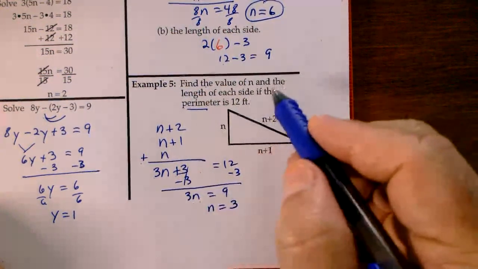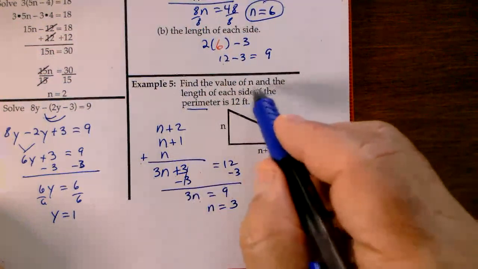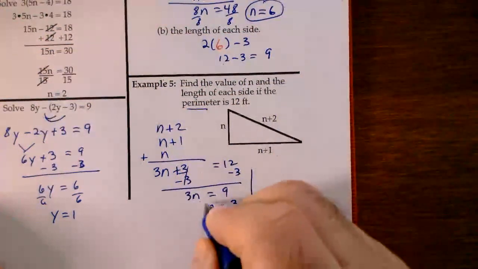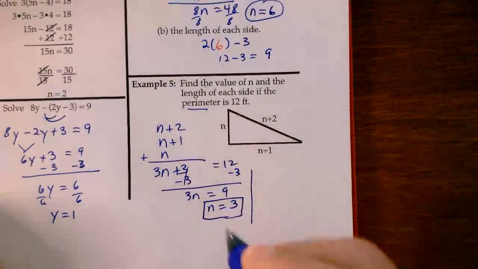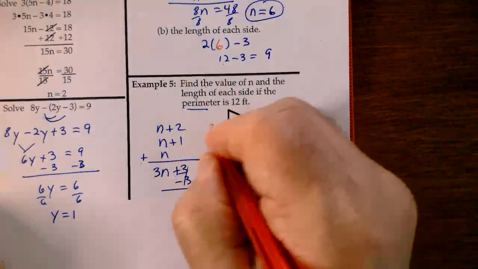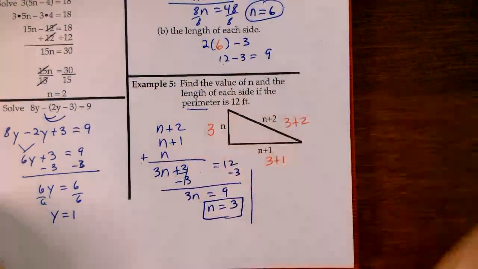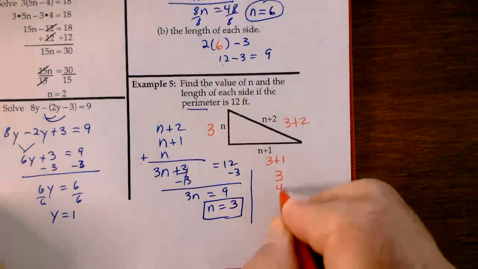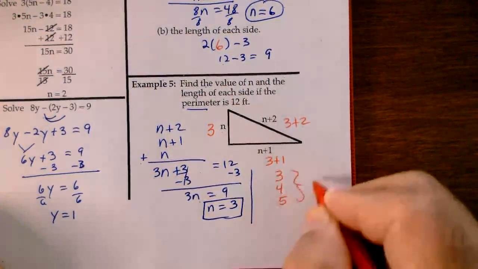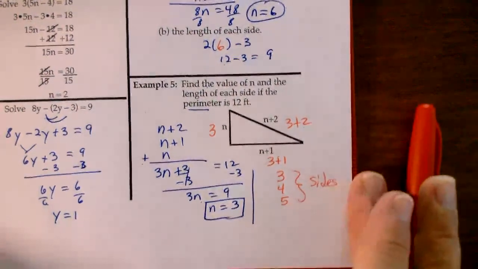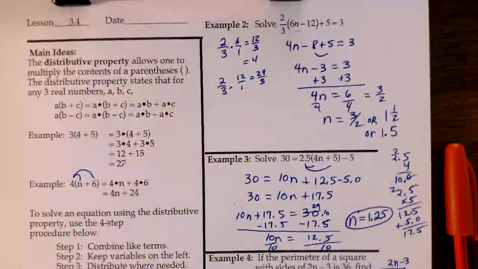Now notice what the question is asking. Find the value of n and the length of each side. So this is one answer. Now we come back and put it in here. This is a 3. This is a 3 plus 1. And this is a 3 plus 2. So the sides are going to be 3 and 4 and 5. These are the sides. So be careful about reading the question. Once again, this is lesson number 3.4.